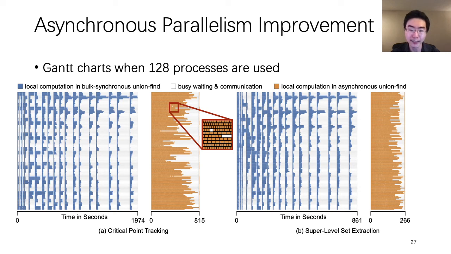The Gantt charts clearly show that synchronous union find has high idle and communication time due to the global synchronizations. Processes with low workload need to wait for processes with high computations to complete for the synchronizations. When asynchronous parallelism is used, processes do not need to wait for other processes. The computations and the communications are overlapped, leading to the reduction of idle and communication costs.